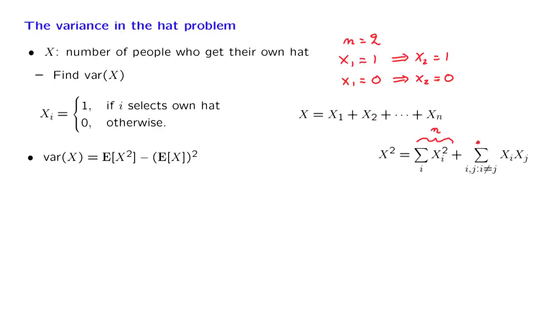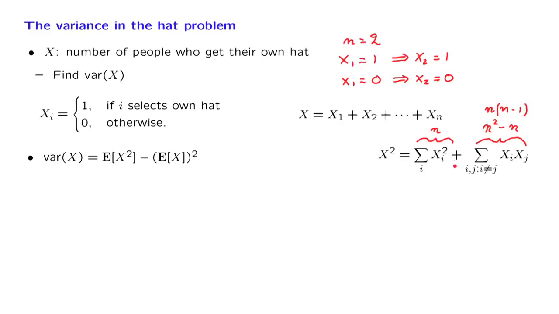How many terms do we have here? Well, if we have n terms multiplying another n terms, we have a total of n squared terms. n are already here, so the remaining terms, which are the cross terms, will be n squared minus n, or in a simpler form, it's n times n minus 1.